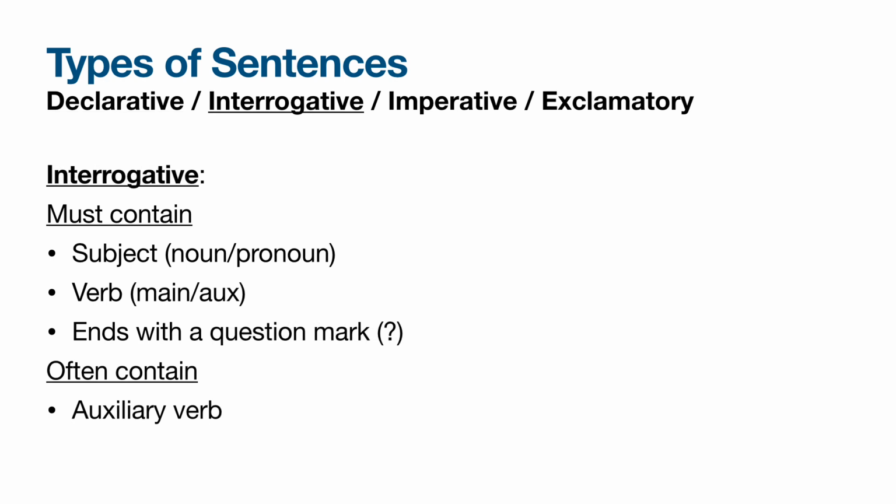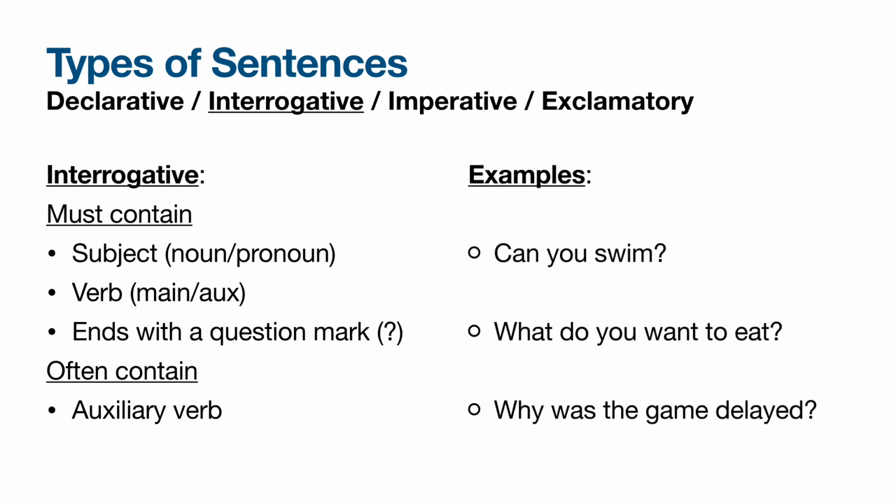An interrogative sentence asks a question. It must contain a subject, either a noun or a pronoun, and a verb, either a main verb or an auxiliary verb. It will always end with a question mark. Here are some examples. Can you swim? What do you want to eat?